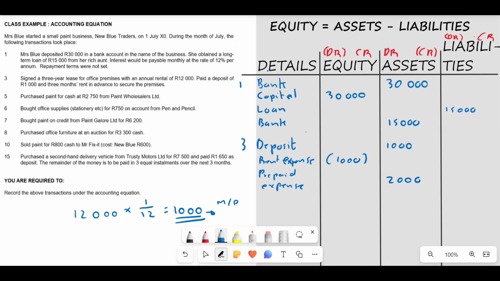Therefore, our bank would have had an outflow of 4,000, which means our bank would have been credited. Therefore, our assets are going to decrease. The reason I'm saying 4,000 is because 3 months was paid, which is 3,000, and the deposit of 1,000 was paid. So 3,000 plus 1,000 gives us the 4,000, right? Okay, perfect.